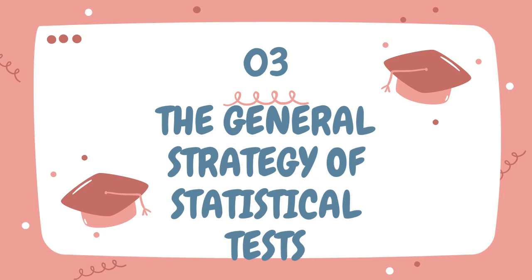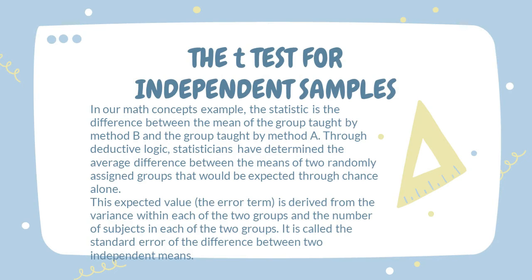Next is part 3, the general strategy of statistical tests. The t-test for independent samples. In our math concept example, the statistic is the difference between the mean of the group taught by method B and the group taught by method A.